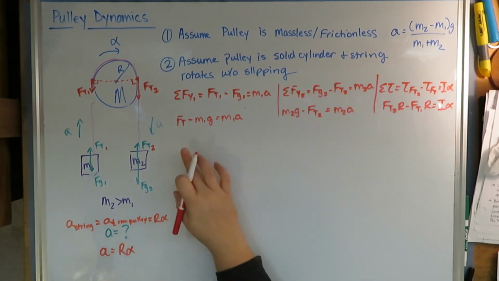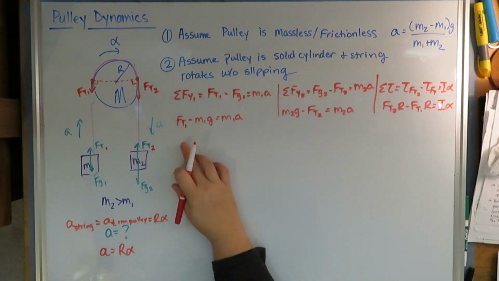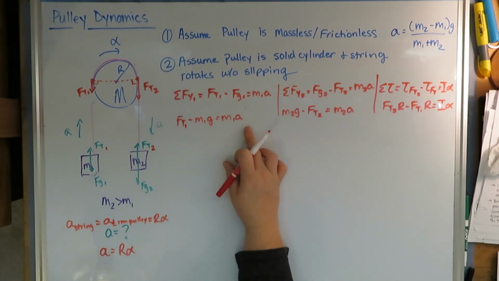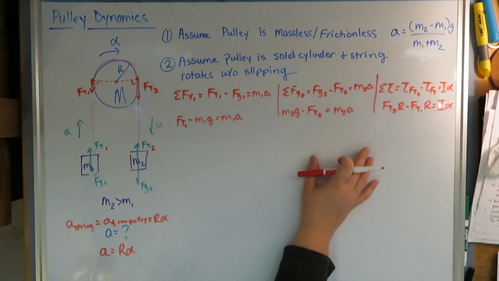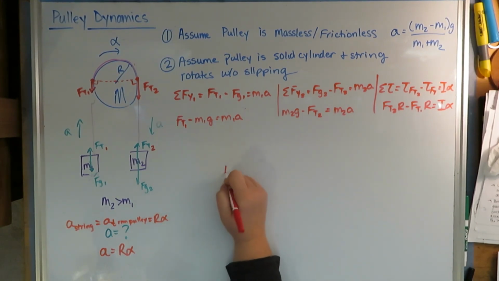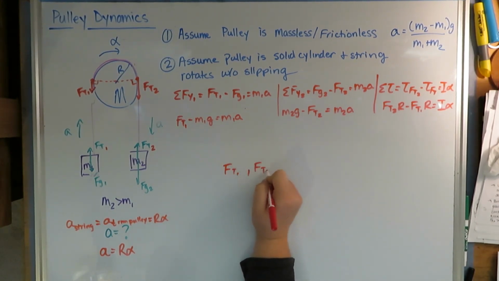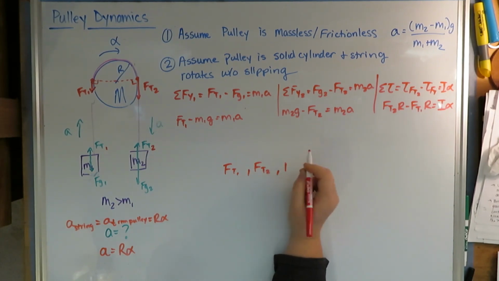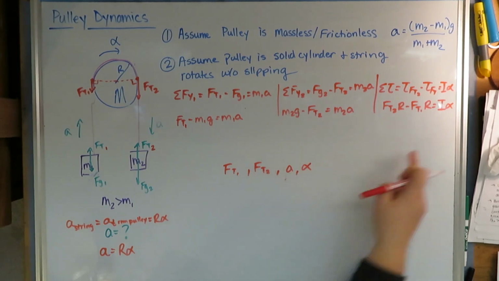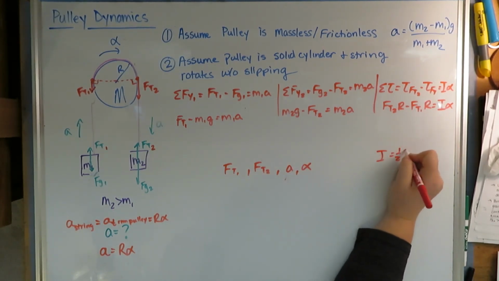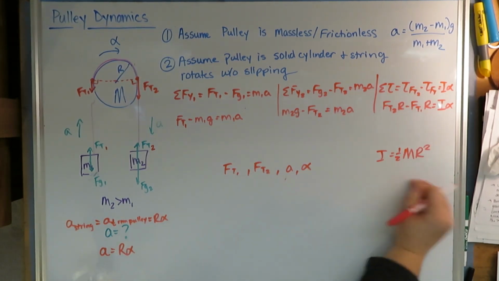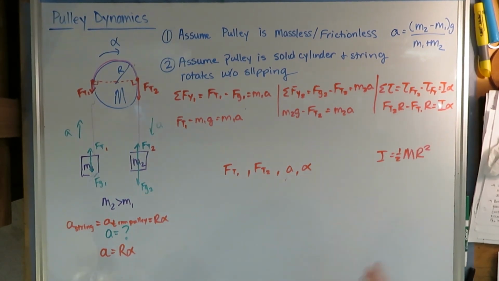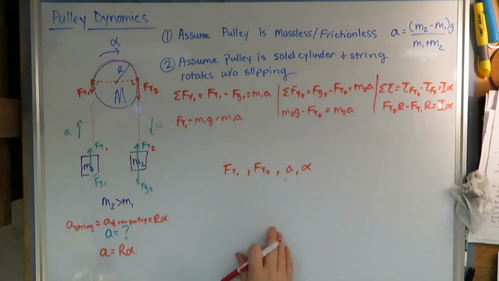So when I go through and look at what's going on here, the first thing I notice, and that should be an FT1, is that I have FT1 as an unknown, I have FT2 as an unknown, and then alpha and A. So basically I have four unknowns: FT1, FT2, linear acceleration A, and angular acceleration alpha. My moment of inertia is going to be 1/2 m r squared for that solid disk pulley. So those are actually known. So I do know my moment of inertia. So I need four equations, and I have four.